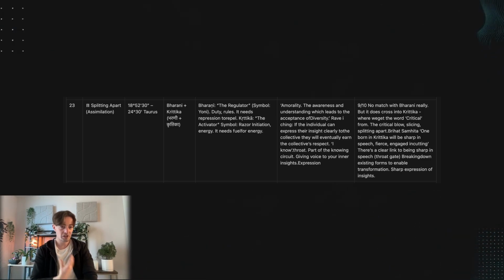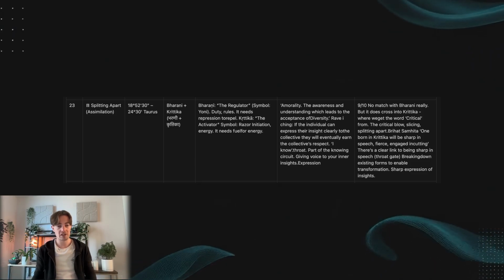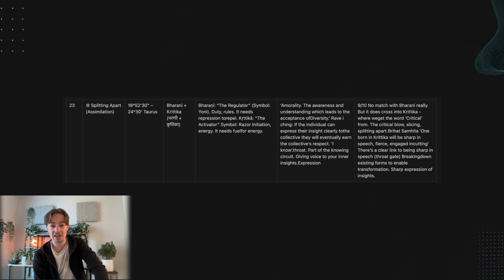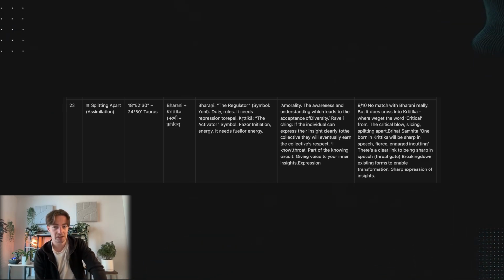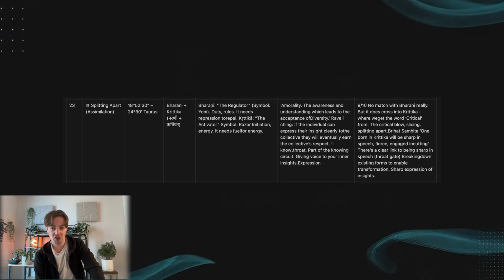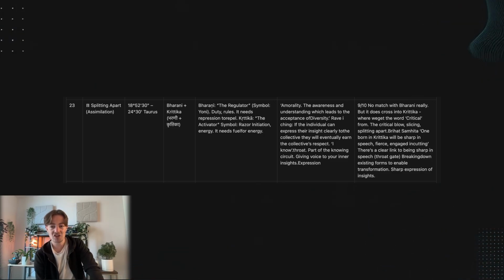The gate is called splitting apart, and we have it in the nakshatra associated with a knife, with splitting things up. It's quite an incredible match, considering that these two systems have not really had any communication with each other. And it's a mental gate as well, a gate of assimilation. So it's about expressing individual insights, individual thoughts and insights to the collective. And Krittika is said to be, from the Vedic texts, that one born in this Krittika nakshatra will be sharp in speech, fierce, engaged in cutting.